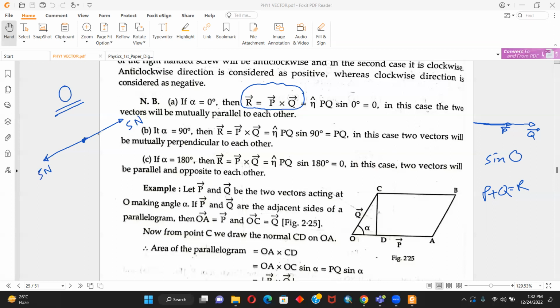And for 90 degrees, you will get PQ. In this case, two vectors will be mutually perpendicular to each other. Obviously, 90 degrees means perpendicular. And if they are 180 degrees, that means they will be parallel and opposite to each other. So these are very simple things.